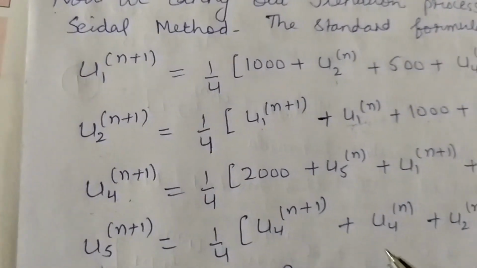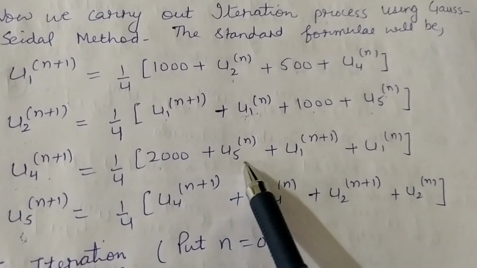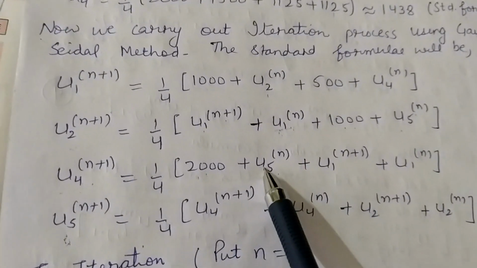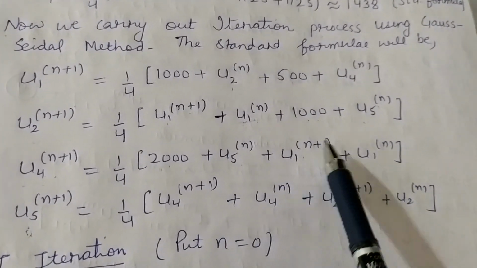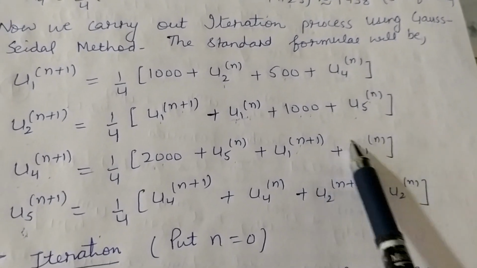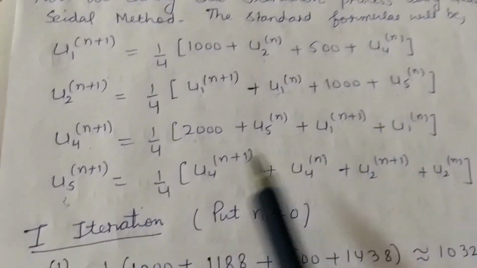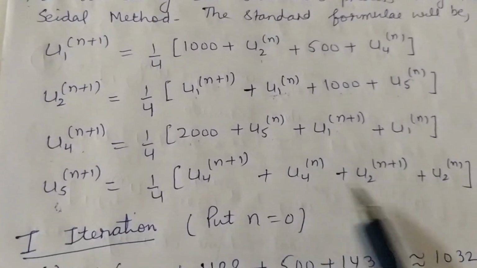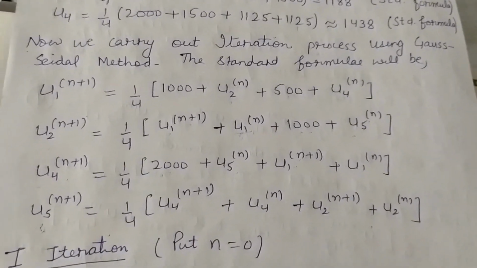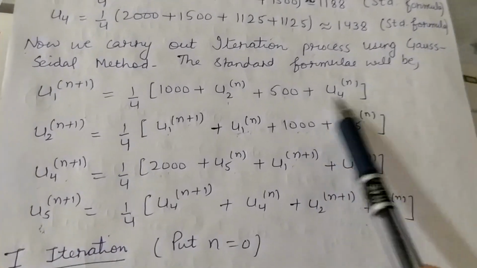Come here. For u4, the left hand side value is constant, so it is as it is. This is the right hand side value. Then upside value will contain n plus 1. This is downside value, that is u7. Now u7 is equal to u1, so I have written here u1 and with n. Similarly you will write for u5. Okay, so now this is the set of standard formulas on which I will apply the iteration process.